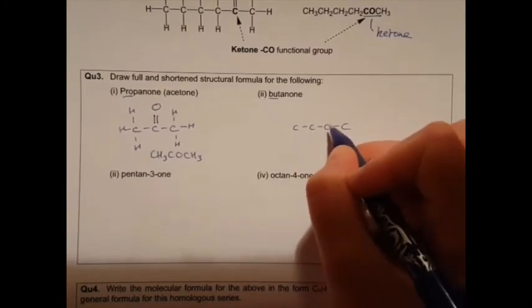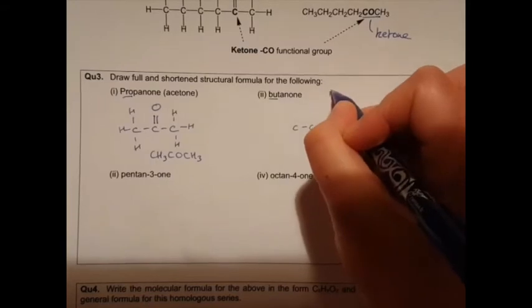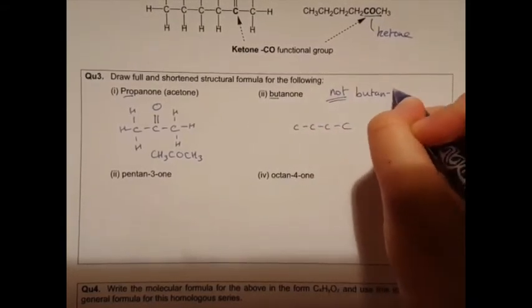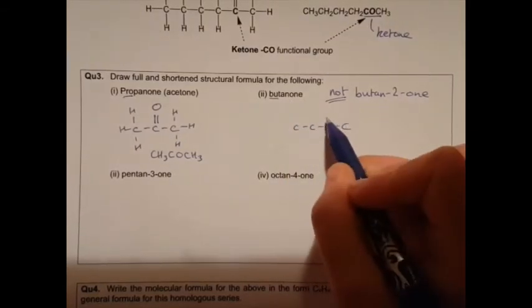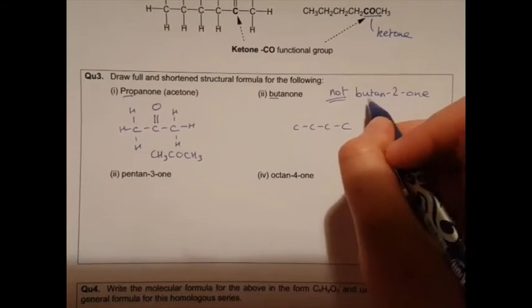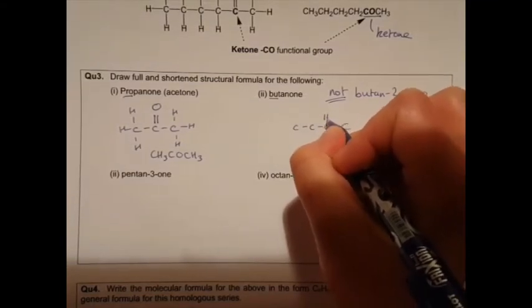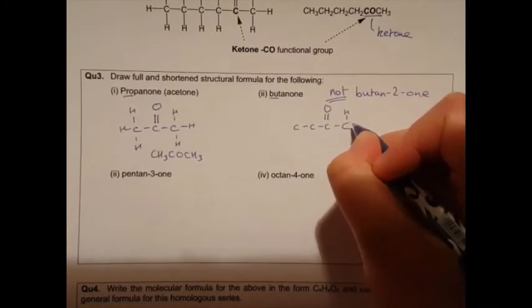And the carbonyl group would always be on carbon number 2, so we don't need to specify, I'm going to just emphasize that, not butan-2-one, because there is only one butanone. If it wasn't butanone, it would be butanal. There aren't any other possible options other than butan-2-one, so we don't need to give the position of the carbonyl group in this case. So we can draw it at either side, and then again we're just going to add in the hydrogens.